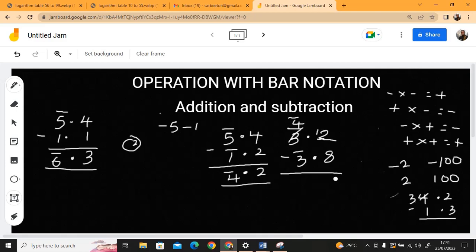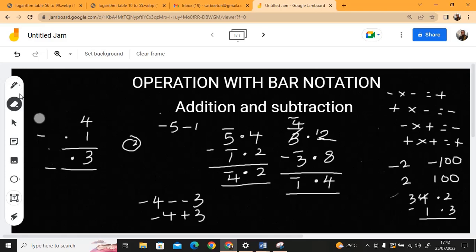So 12 minus 8 is 4 points. Now, bar 4 minus minus 3. So you have minus 4 minus minus 3. Minus times minus is plus, plus 3. So minus 4 plus 3 is what? Minus 1. That is that. So let's take another one under that particular one. I think that is where it may get confusing for you.